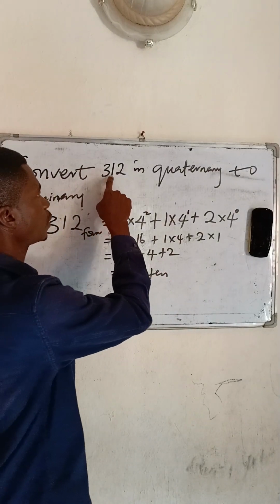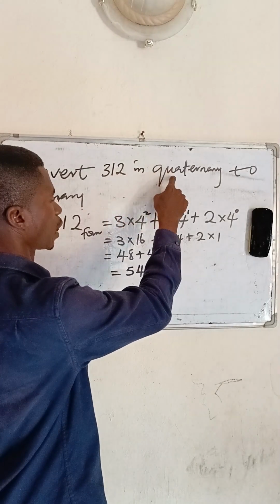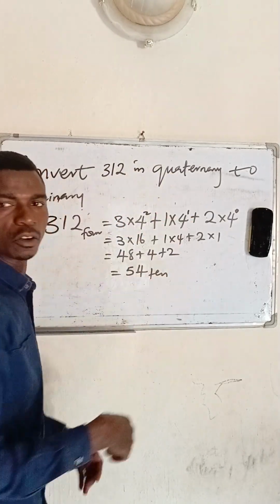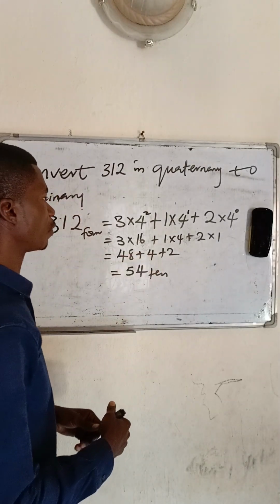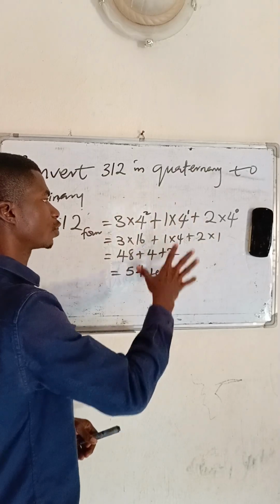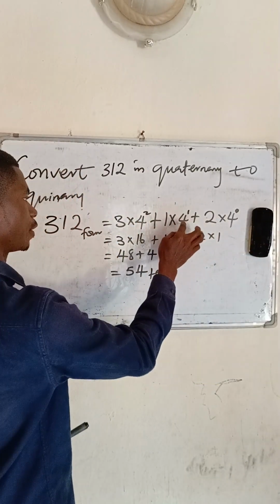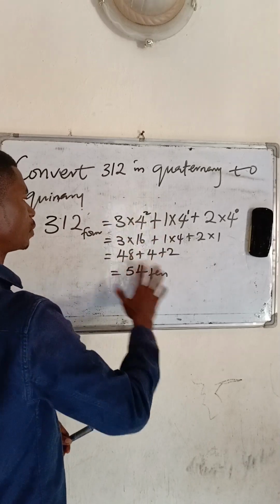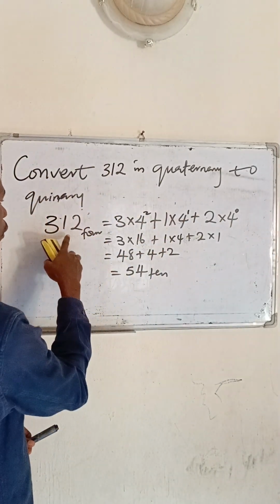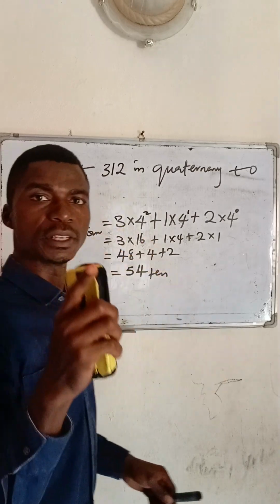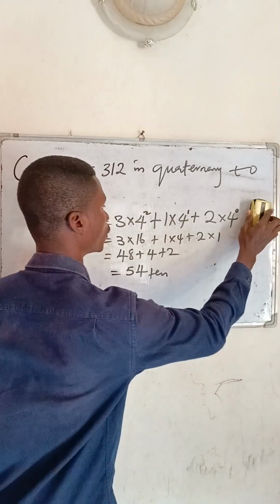Now, since we've converted this 312 in quaternary, which is in base 4, to base 10, we can now convert direct to quinary, which is base 5. So how do we now convert to base 5? Please, if there is any place you know you're confused, drop it in the comment section. I'm still going to explain. Okay, let's go now. So we've converted it from base 4 to base 10. Let's convert from base 10 now to base 5. That's it. So we have 54.